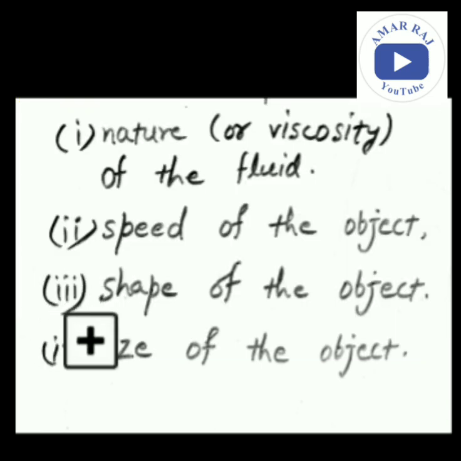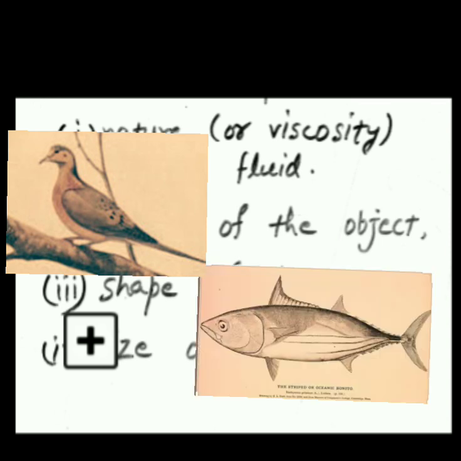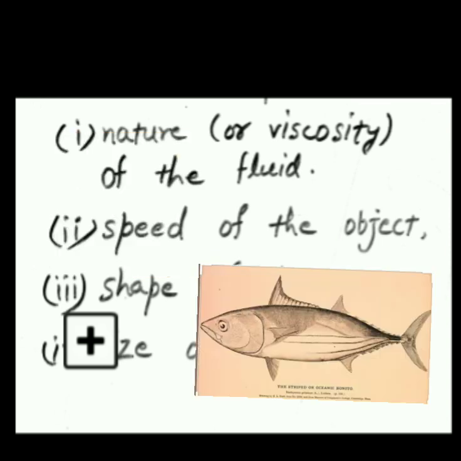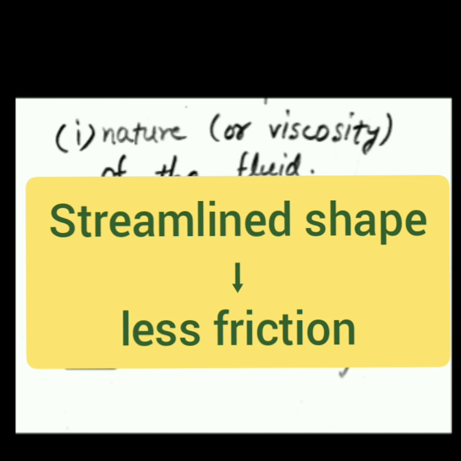The third is shape of the object. Different objects have different shapes, and the friction depends upon the shape of the objects also. For example, the special shape that is called streamlined shape, the shape of the aeroplane or the shape of the bird, shape of the fish, these are called streamlined shape, and we will study about a streamlined shape in the next part of the video in detail. So this shape, a streamlined shape, is helpful in reducing the fluid friction. That is, a streamlined shaped object has to face less friction.